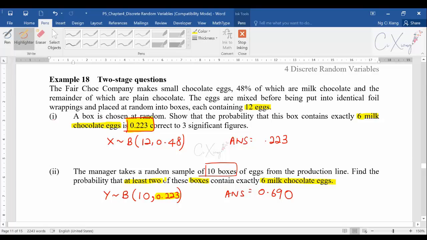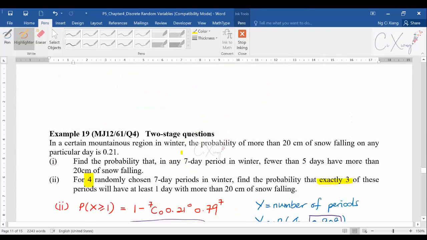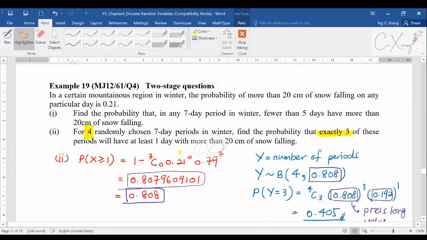I hope you roughly have the idea of all this. These are very small details, but they will affect your final answer, so please make sure you take note of them. This is what we have for the 2-stage questions. In the exam, not many questions are from this part, but generally you still need to know. After that, I will continue with the next smaller part.